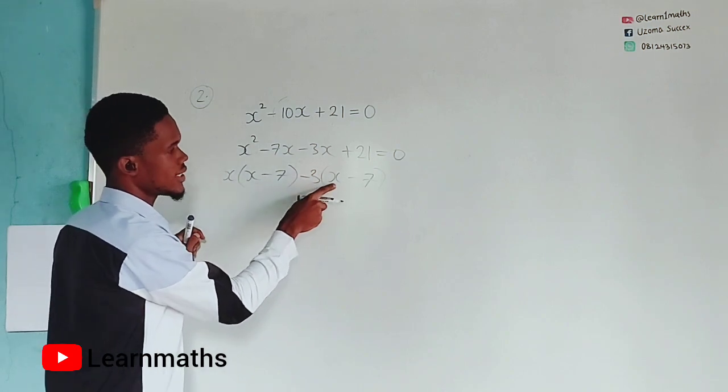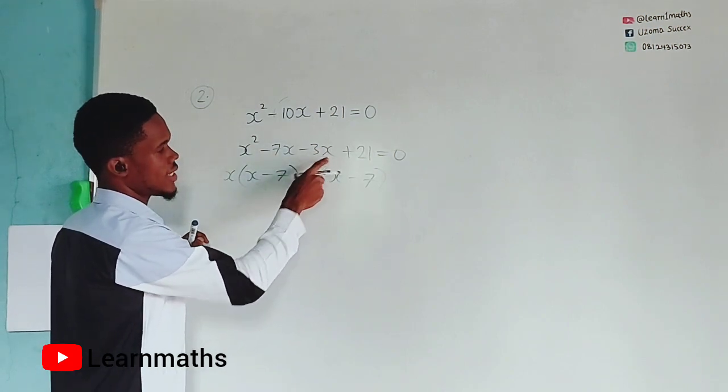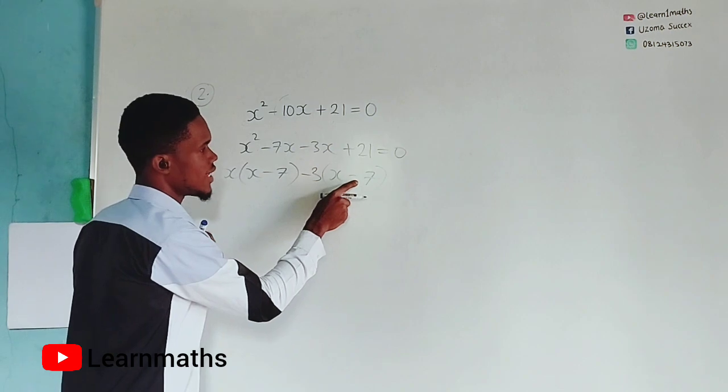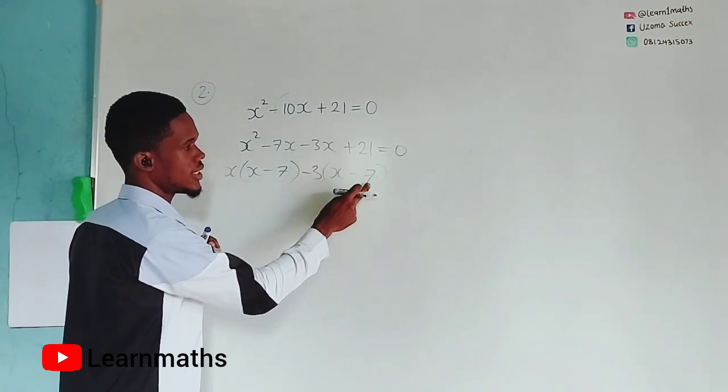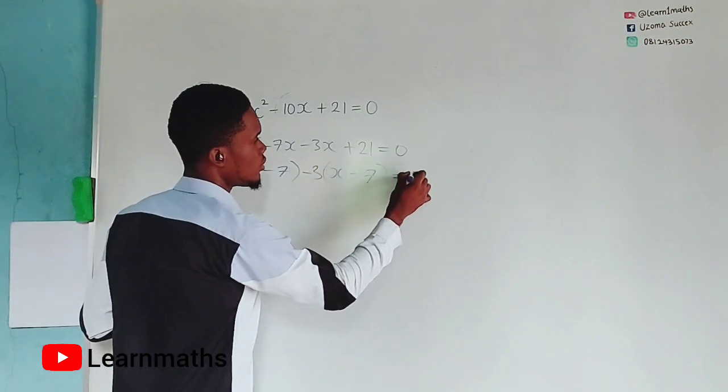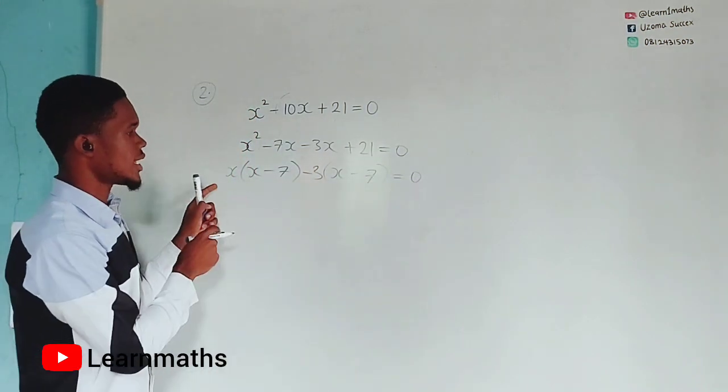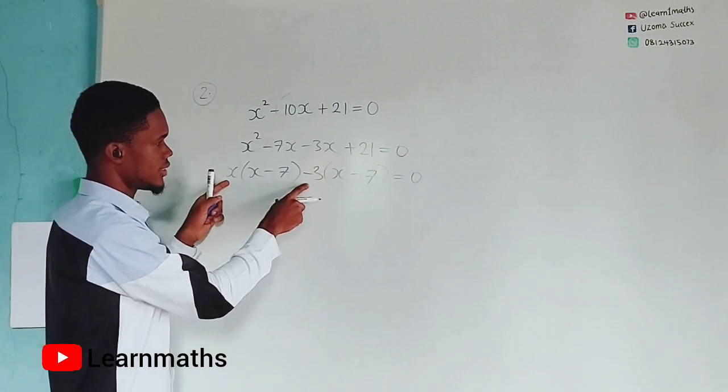Because negative 3 times x is negative 3x, right? And negative 3 times negative 7 is positive 21. You know, negative times negative is positive. 3 times 7 is 21, right? Both equal to 0. Now the two terms outside the bracket are x and minus 3.